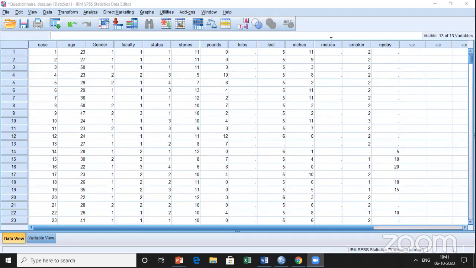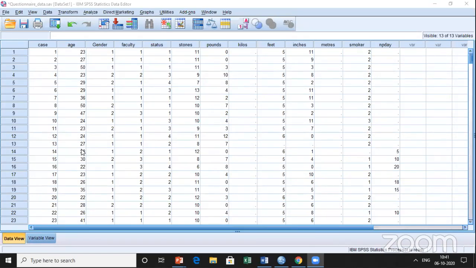Yeah, what sort of data is it? Can you just take it as this thing here? So this is cases. There are 343 cases, and these are age, gender, faculty, status, stones, pounds, kilos, feet, inches, meters, smoker, number of cigarettes per day. So this is what is actually given.